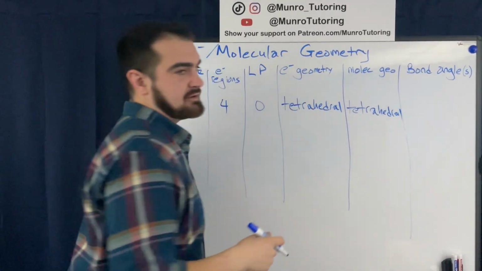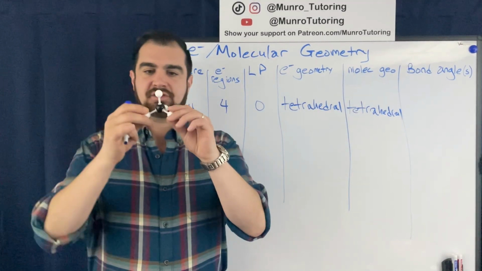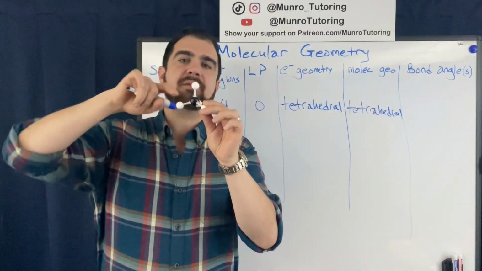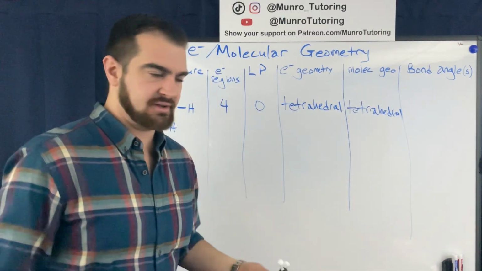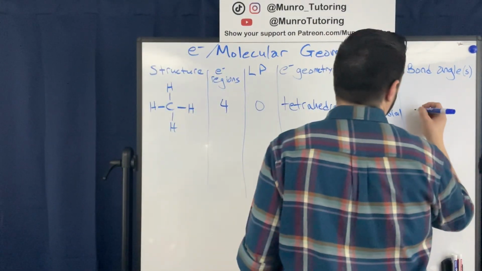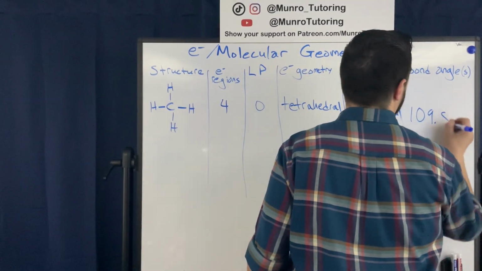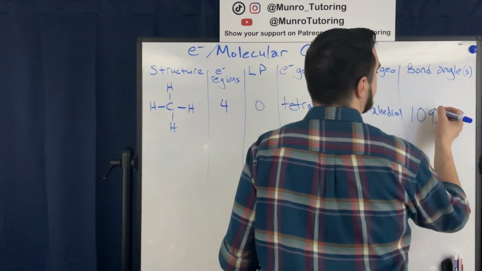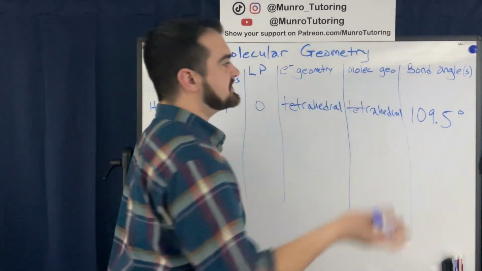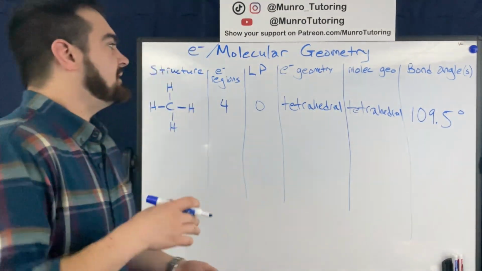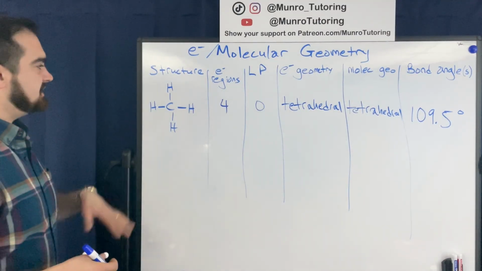And the bond angles, if you take any two atoms here, any two atoms that are close to each other, the angle between them is 109.5 degrees. It's just, if you take four things and stick them together and they want to get away from each other as far as they can, they form this shape naturally, and that's the angle that you get if you measured it.